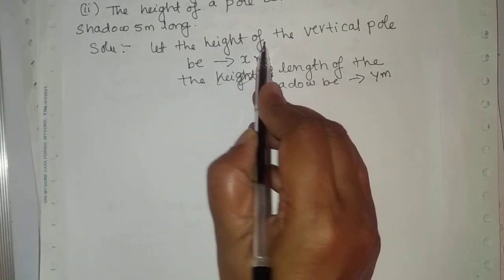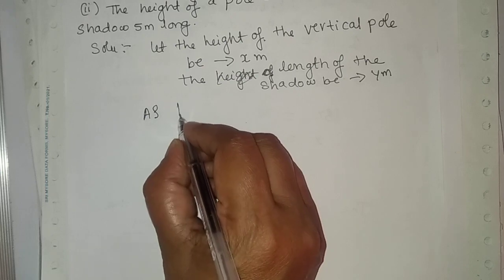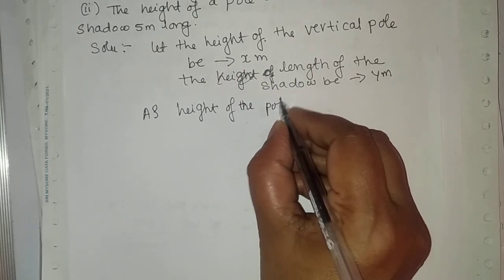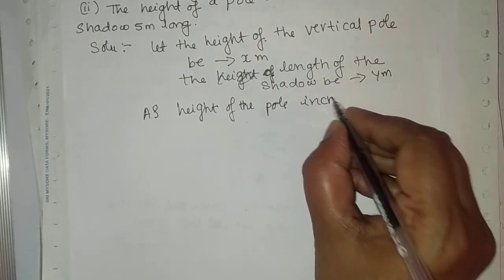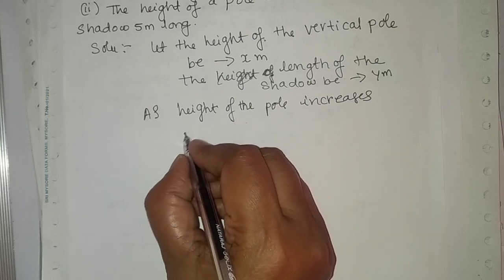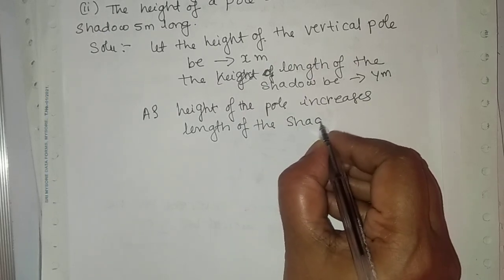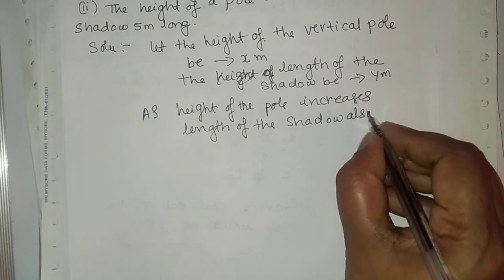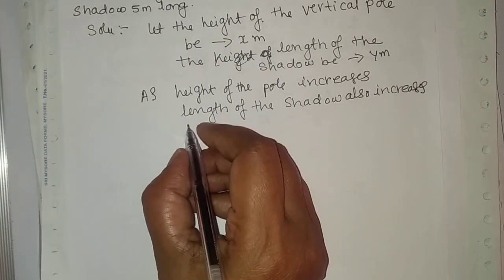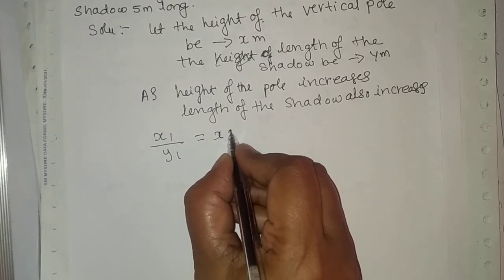So as we know, as the height of the vertical pole increases, the shadow also increases. I'll write one point: as height of the pole increases, length of the shadow also increases. So in the same ratio. So next, the case of direct proportion, we'll take it as x1 y1 is equal to x2 y2.